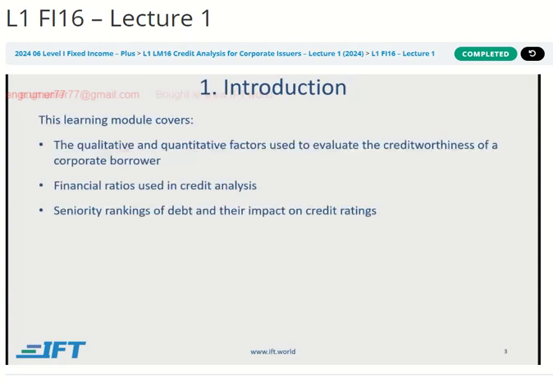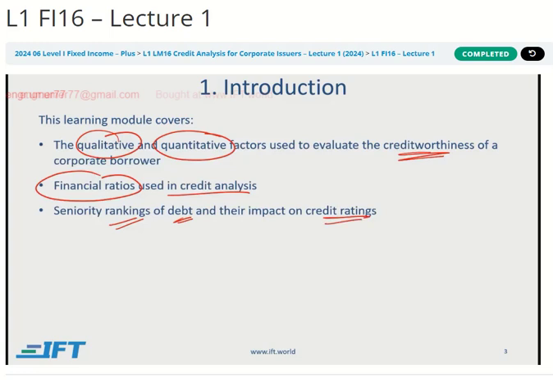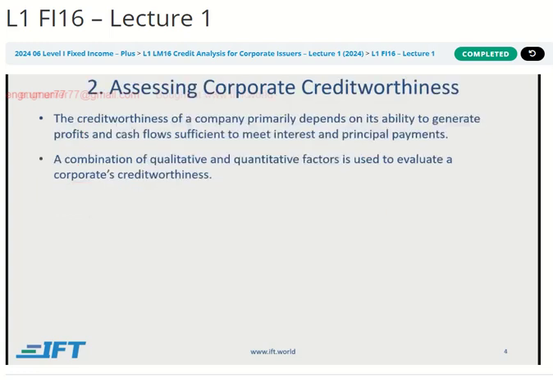So let's get into it, starting with what we're going to talk about in this entire reading, which is qualitative and quantitative factors in assessing and evaluating the credit worthiness of a corporate borrower, then using financial ratios in this type of credit analysis, and then finally getting into the rankings of the debt and how it impacts the different credit ratings. So, how do you go about assessing the corporate credit worthiness?